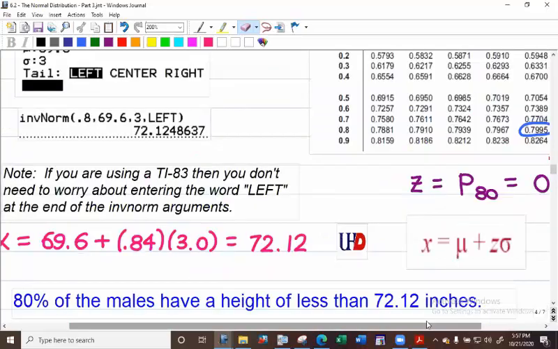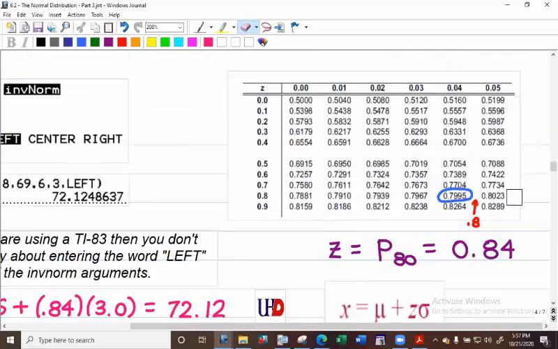What I like to do is identify which two values it falls between first. It's between .7995 and .8023. I think we can clearly say that 0.8 is closer to .7995 than it is to .8023. So I would pick that one, and then see what that translates back to as my z. .7995 is in the 0.8 row and the 0.04 column, so it's 0.84. That would be your z value.